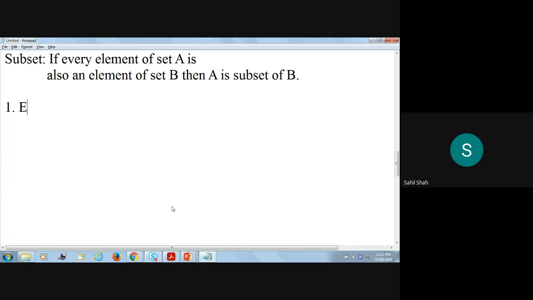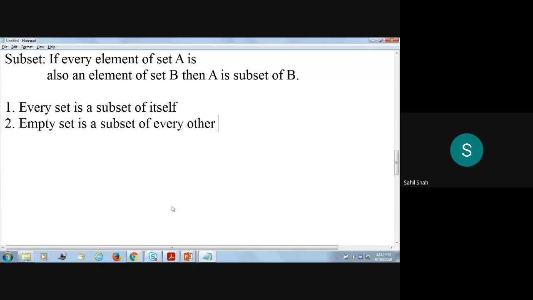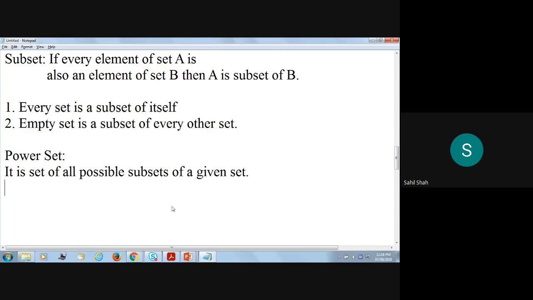The properties of subset. First property: every set is a subset of itself. Second property: the empty set is a subset of every other set. These two properties you have to keep in mind for the entire term. Equality I have already discussed. Moving further, there is one more important and interesting concept known as power set. So what is a power set? A power set is a set of all possible subsets of a given set.